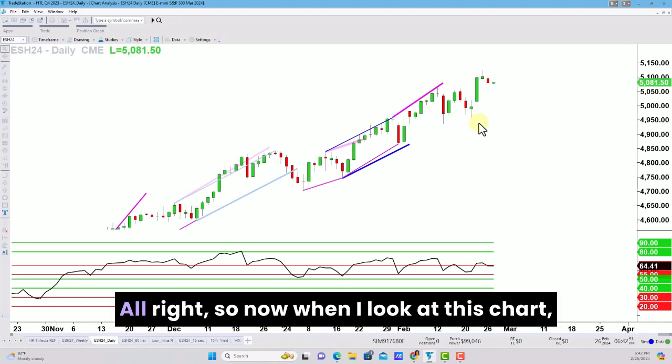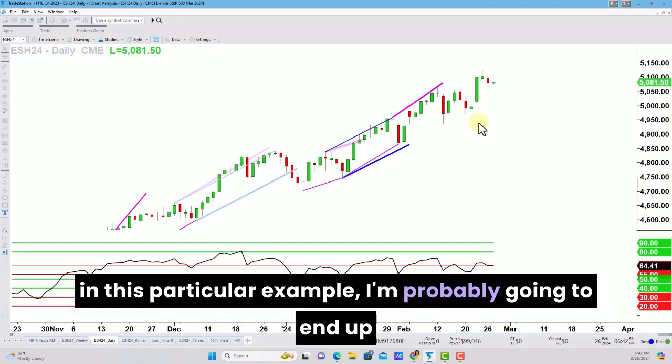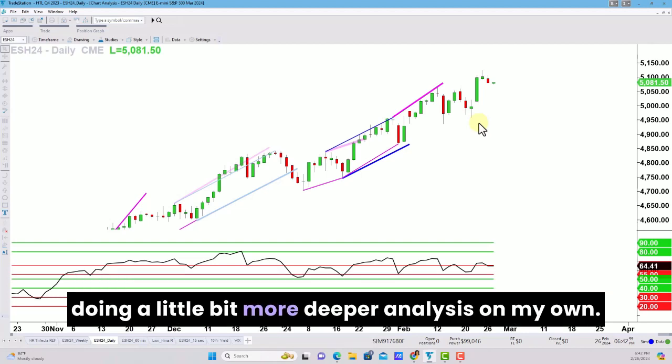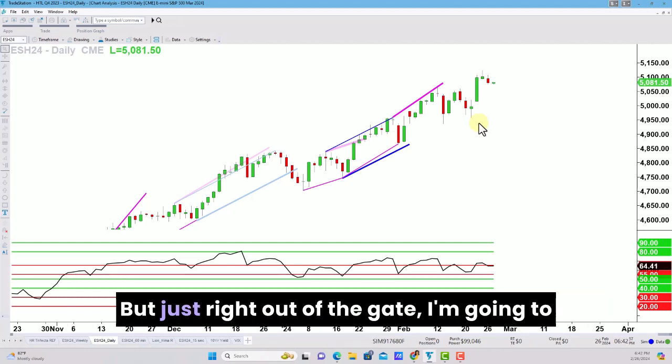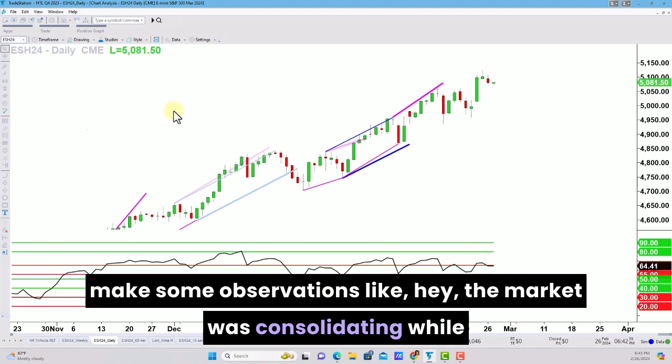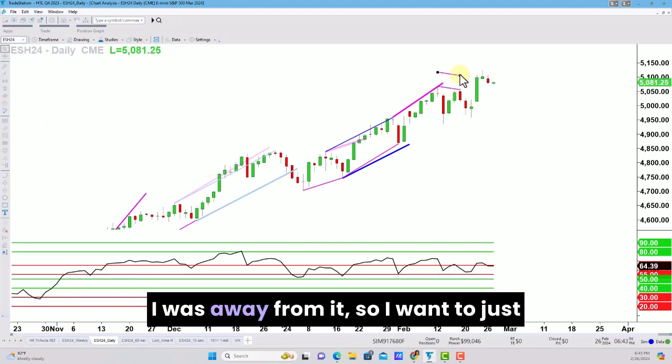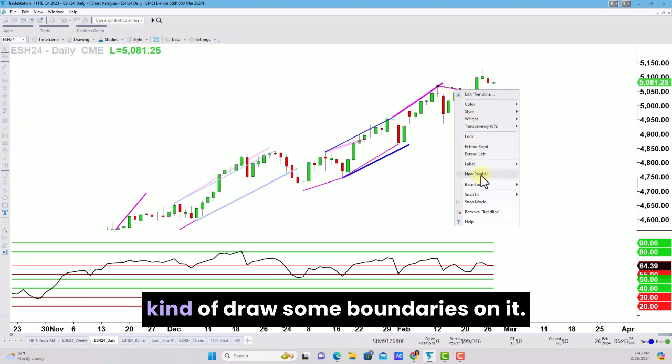All right, so now when I look at this chart, in this particular example, I'm probably going to end up doing a little bit deeper analysis on my own, but just right out of the gate, I'm going to make some observations like, hey, the market was consolidating while I was away from it. So I want to draw some boundaries on it.